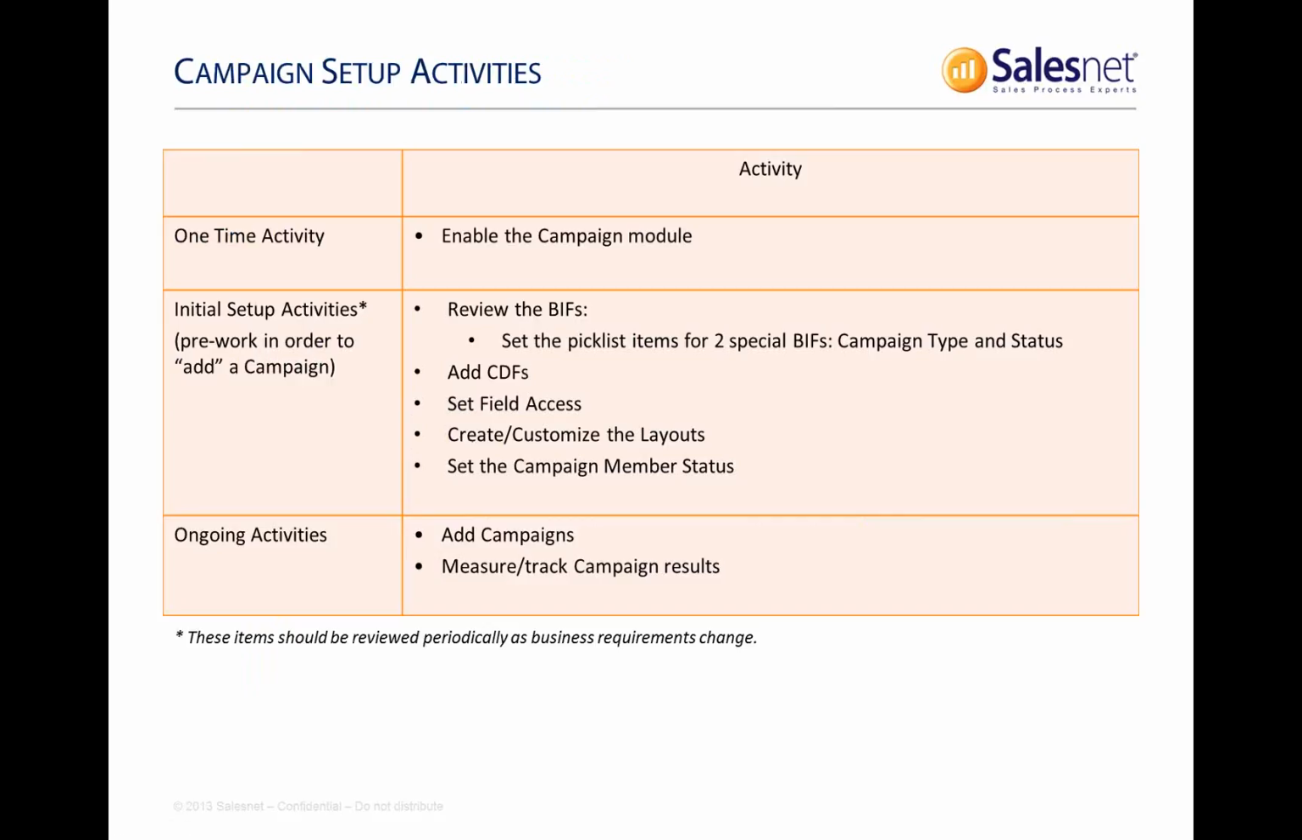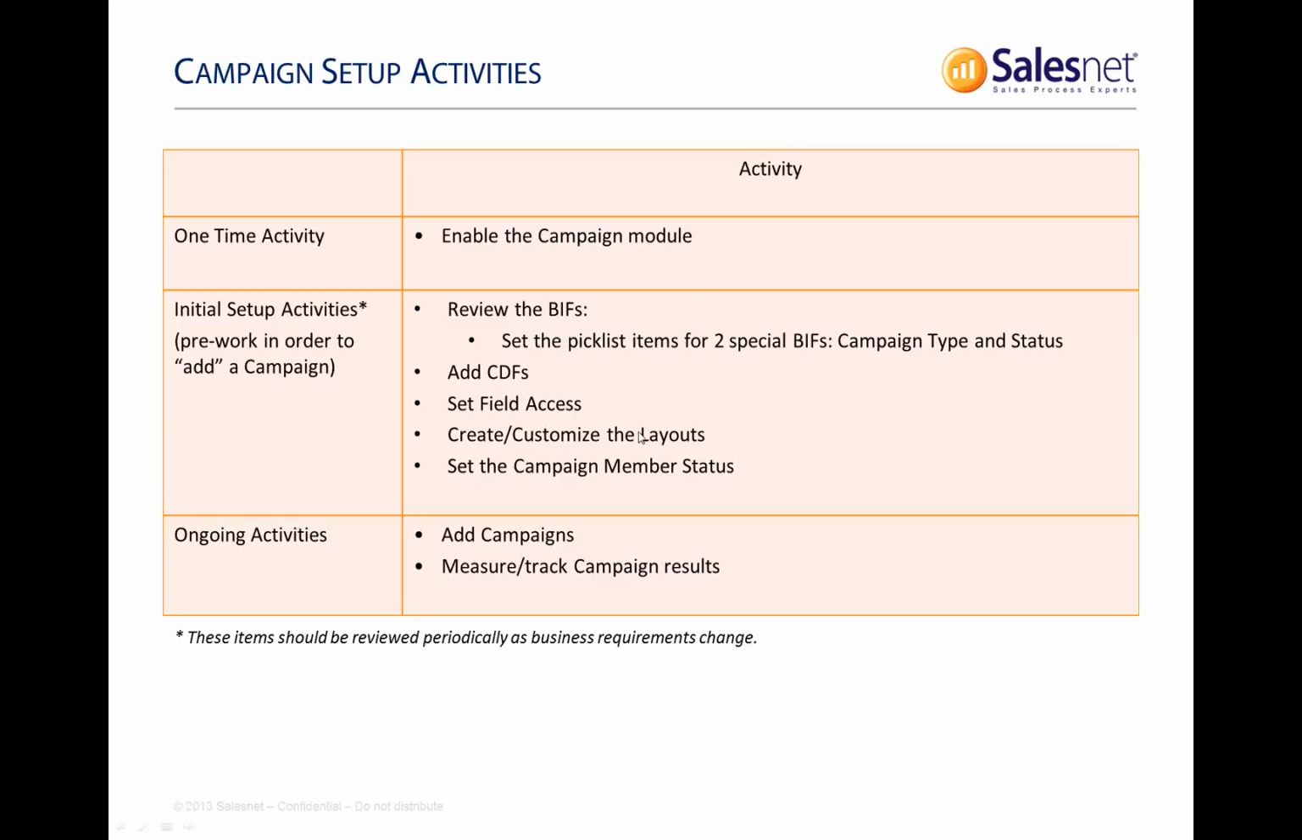Okay, this screen is a little similar, if you remember, from the lead setup activities. There are some campaign setup activities. So you have to get a few things configured, but then there are some ongoing activities that you might do or work on when it comes to a campaign. Okay, first of all, campaigns can be disabled just like leads. So we'll want to get that turned on.